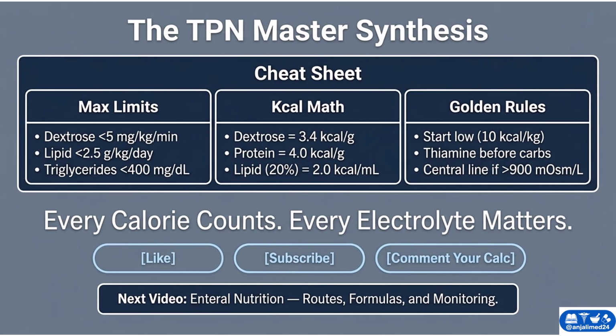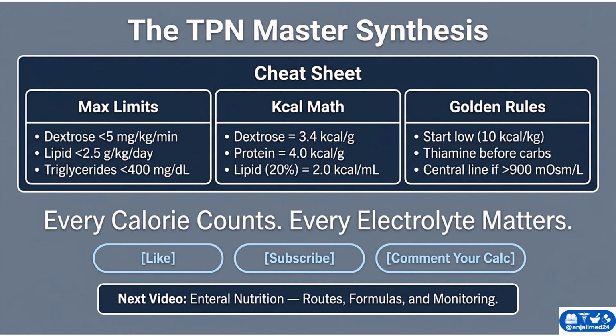Let's summarize the key concepts of the TPN. Always remember the maximum safe limits. Keep dextrose below 5 milligrams per kilogram per minute, lipids below 2.5 grams per kilogram per day, and maintain triglycerides below 400 milligrams per deciliter.